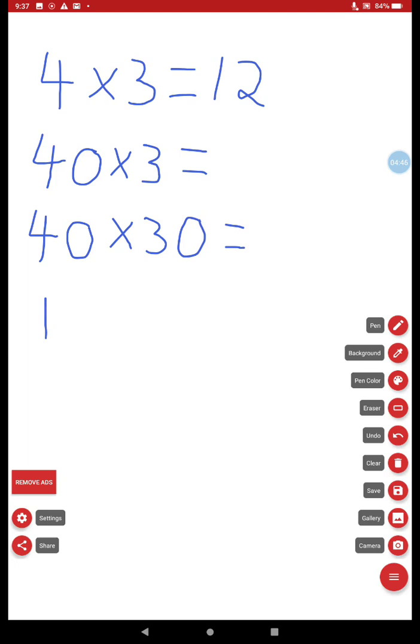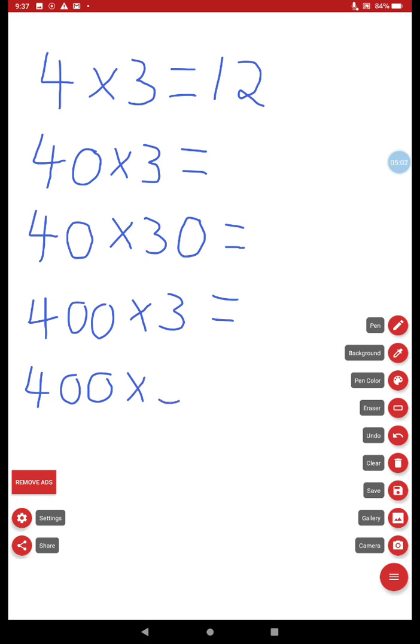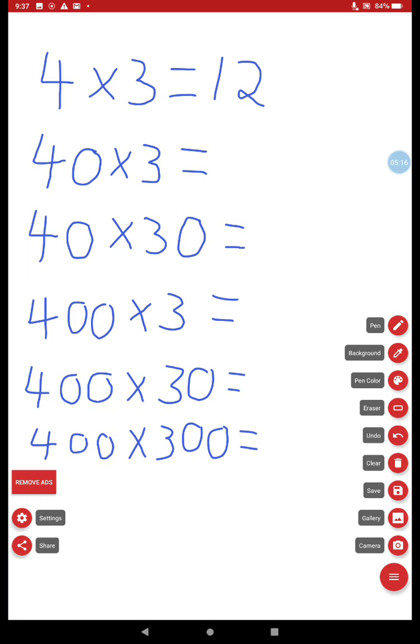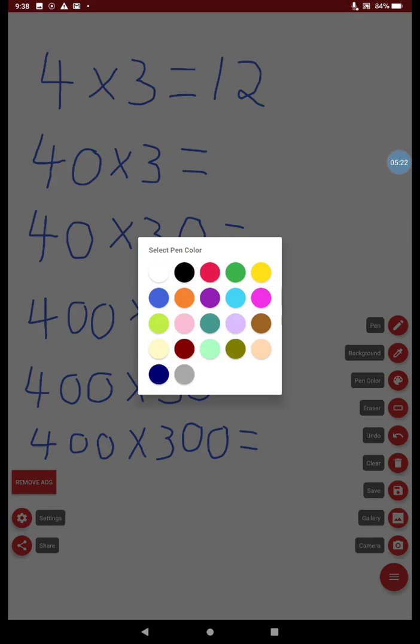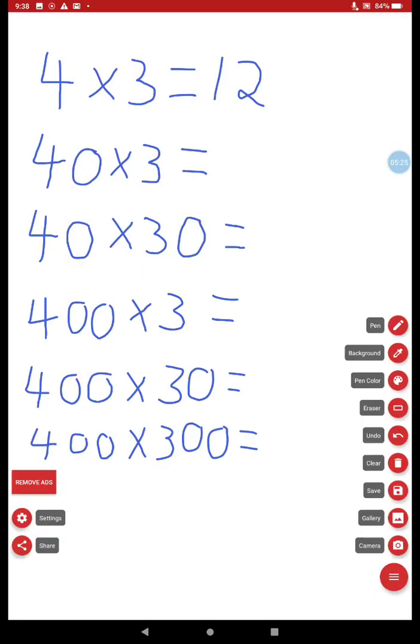What about 400 times 3? What about 400 times 30? And finally, what about 400 times 300? You might be getting scared and looking at those big numbers and saying, hey, 400 times 300, that's a pretty big number. Don't reach for a calculator though, you don't need it. We just need the shift pattern. Okay, let's take a look.